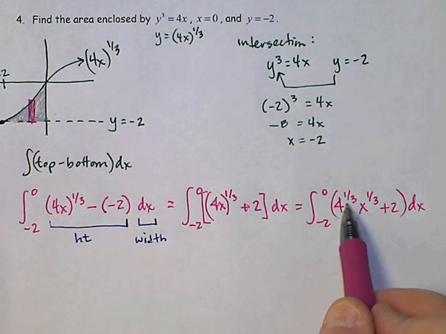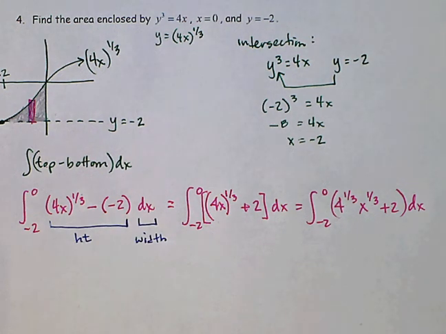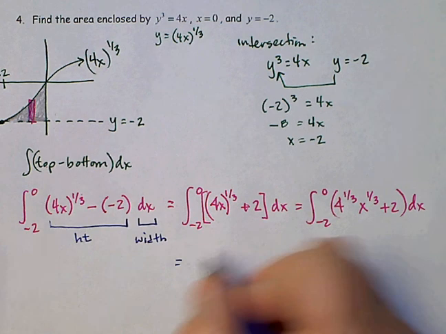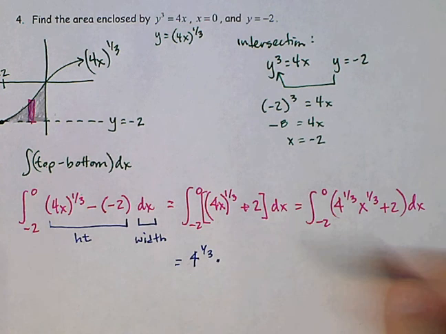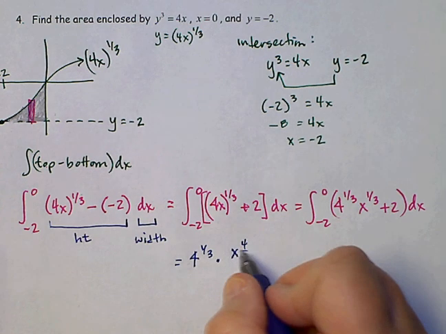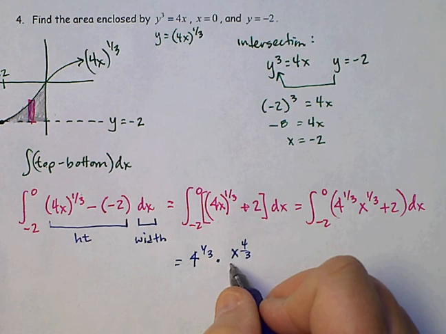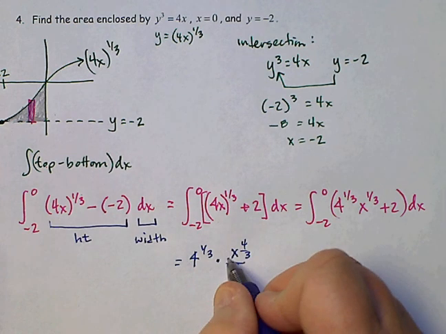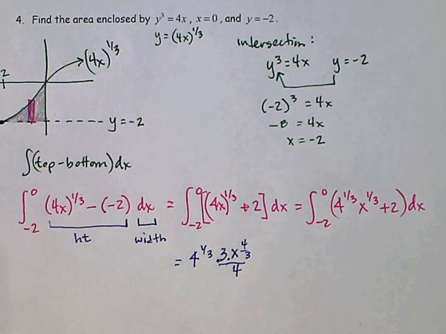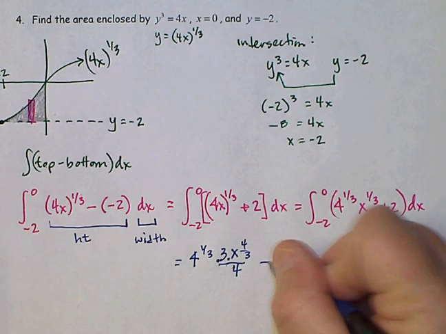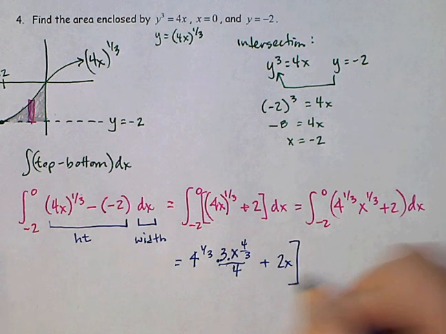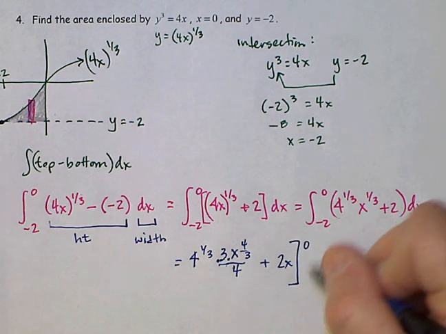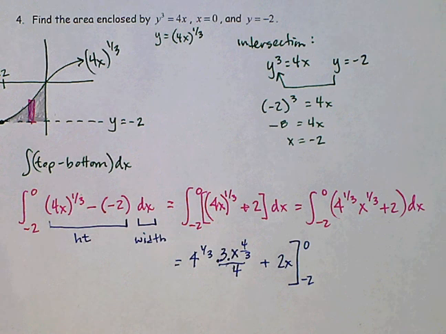So the 4 to the 1/3 power is now just a constant out in front. Antiderivative then would be 4 to the 1/3 power times, what is this going to be, x to the 4/3 power divided by 4/3, which is the same as times 3/4, plus antiderivative here is just going to be 2x. I've got to evaluate that whole thing from negative 2 to 0.